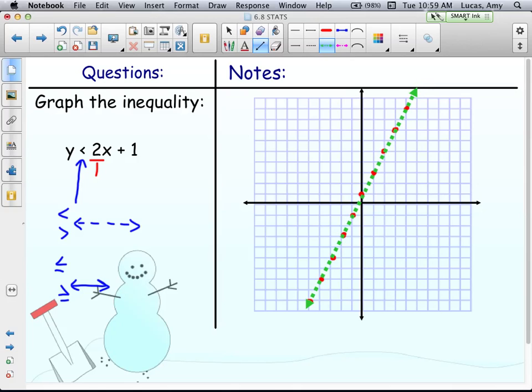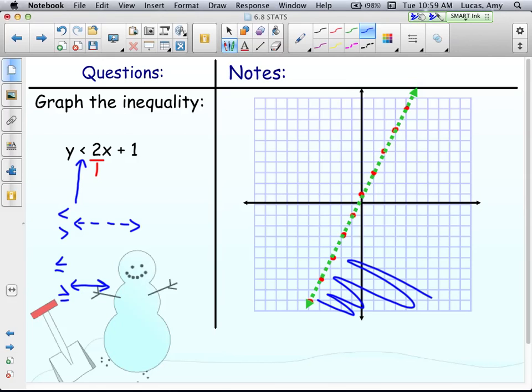And then my symbol is a less than. So less than means that I'm going to shade below my line. So below my line is going to be the right-hand side here.